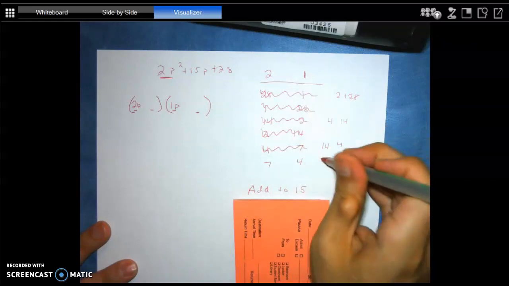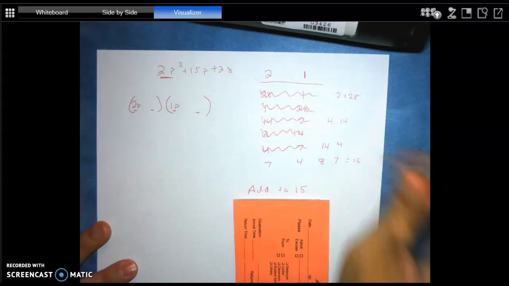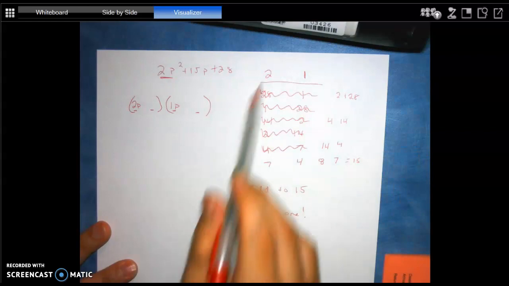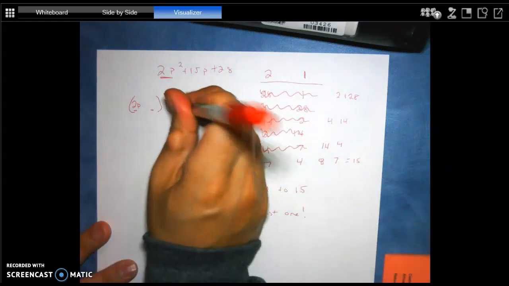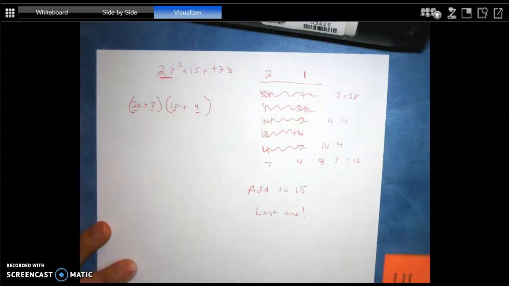2 times 4 is 8. 1 times 7 is 7. Oh, that's 15. Boom, it was the last one. So I wanted to do 2 times 4, so I'm going to put the plus 4 here, and then 1 times 7, plus 7 here.